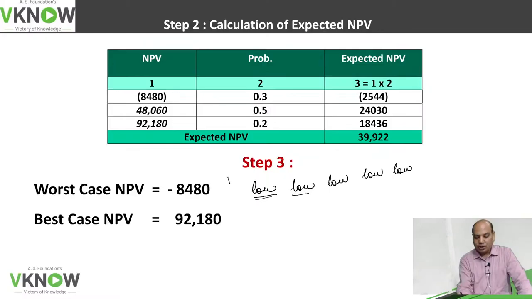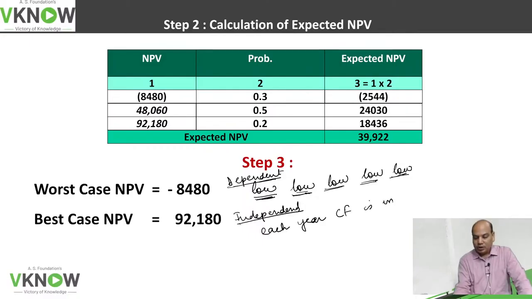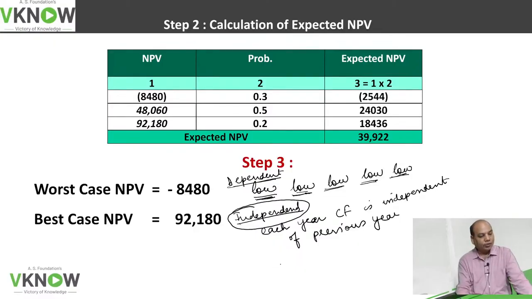This is the meaning of dependent: if cash flows are low in 1 year, then in all other years it is bound to be low. And independent means each year cash flow is independent of the previous year. Now my question is, if cash flows are independent in each year, and the probability of getting negative 8480 is 0.3, every year cash flow is independent of the previous year, so I'll get 0.3 into 0.3 into 0.3 into 0.3.